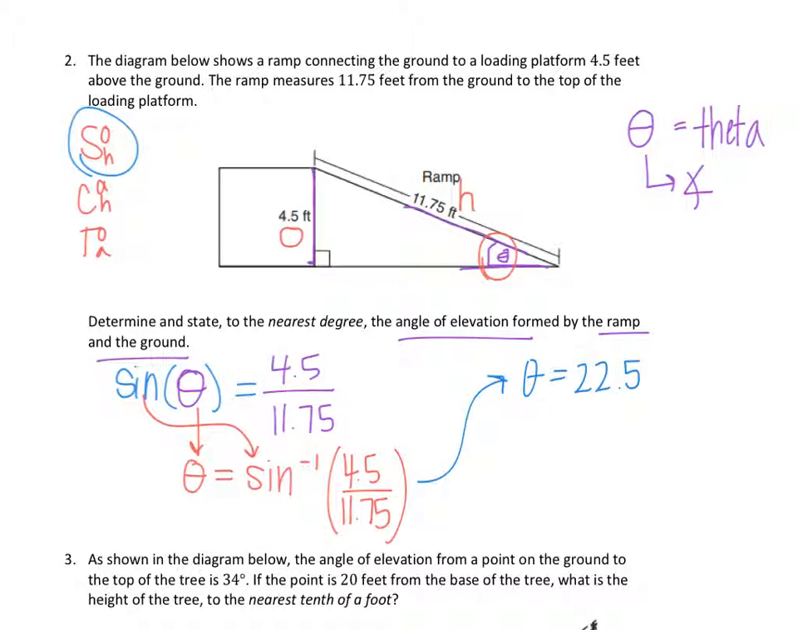So when I typed it in, I got 22.5183, and we are rounding to the nearest degree. So again, figure out, are you keeping it at 22 or are you rounding up? I'm choosing to round to 23 because of that decimal 0.5.